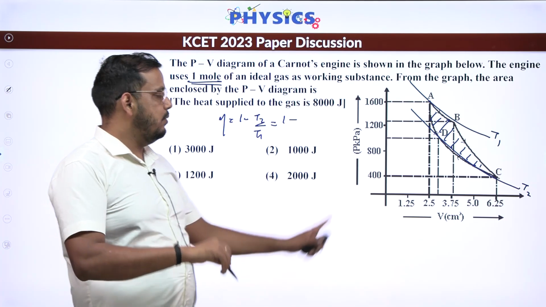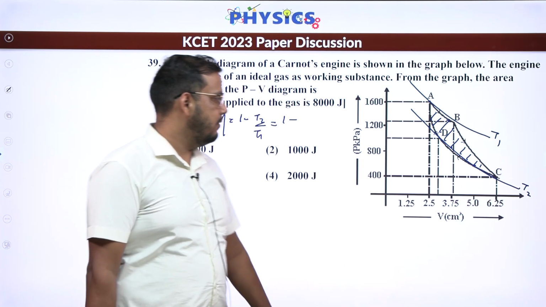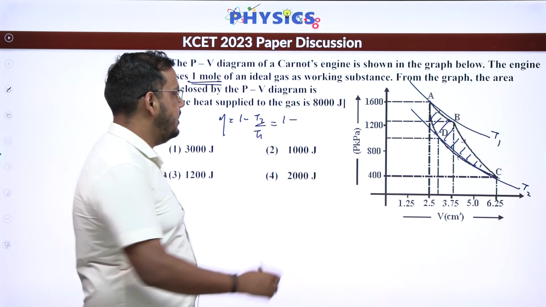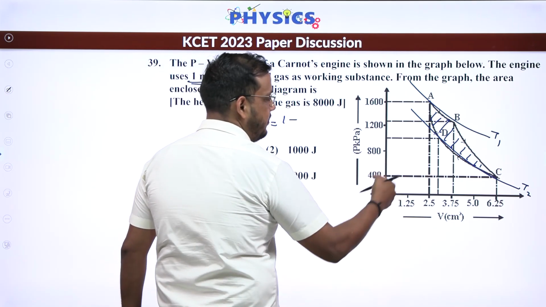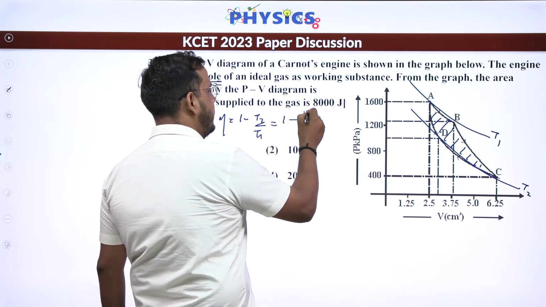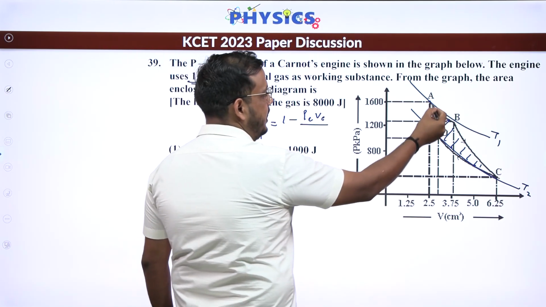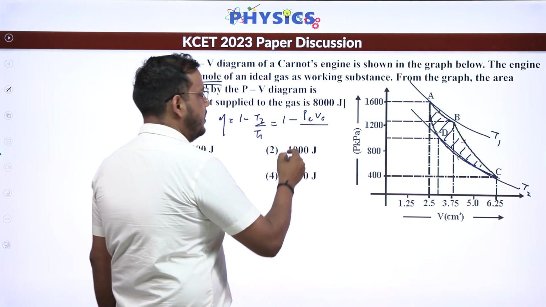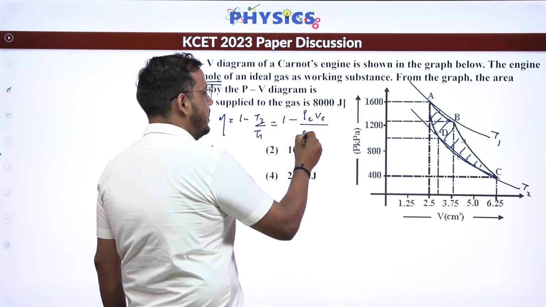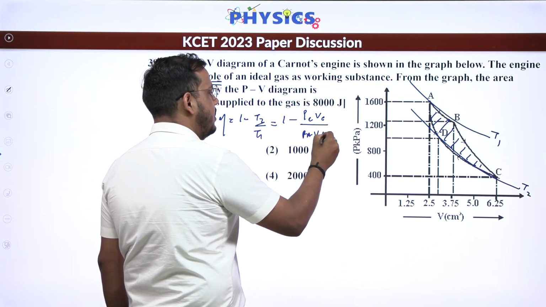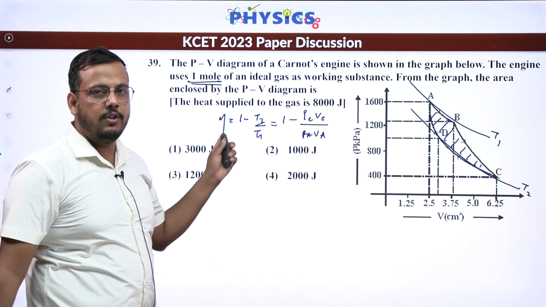So PV we know, so we can write in terms of what? Since nR is the same, we can write here the pressure at the point C and the volume at the point C. So we can write pressure at C, volume at C divided by, now since at point A pressure and volume are given, we can write for T1, pressure at A, volume at A. Now this is the relation for the efficiency we will get here.